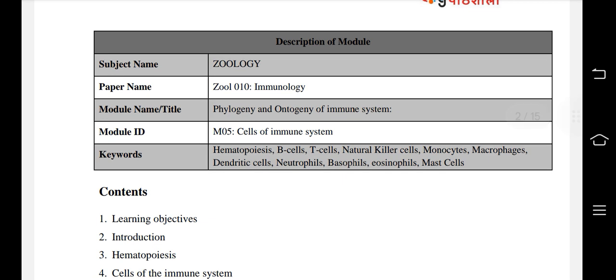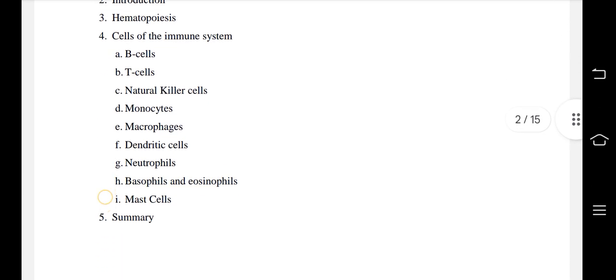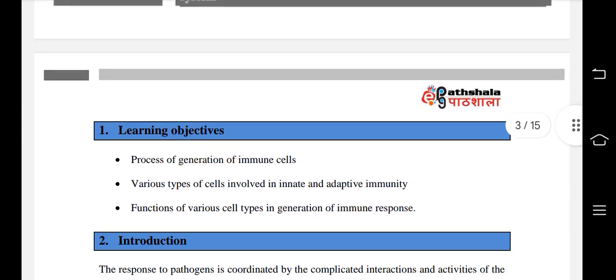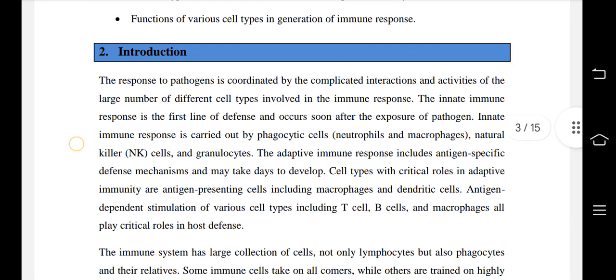Hematopoiesis, B cells, T cells, natural killer cells, monocytes, macrophages, dendritic cells, neutrophils, basophils, eosinophils, and mast cells. First, introduction.